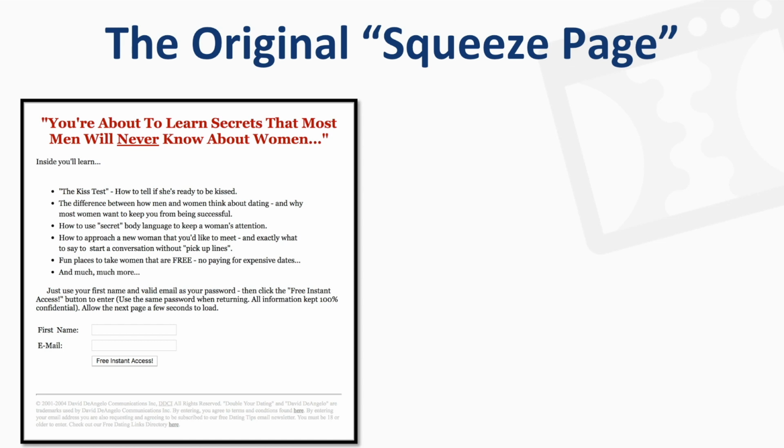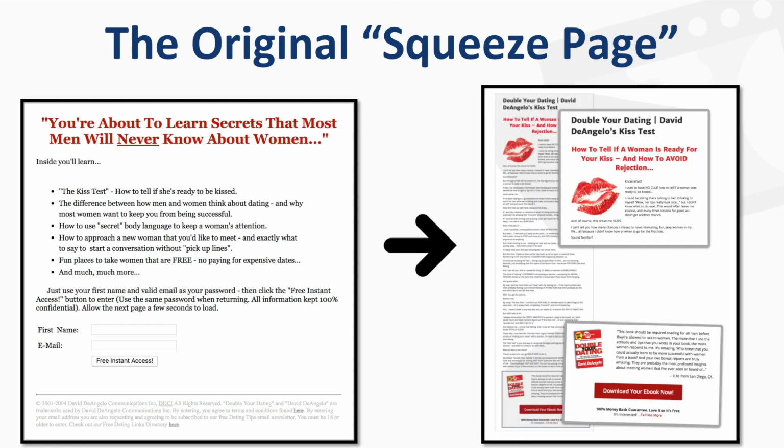So instead you send them to a squeeze page. Now here on this squeeze page, what he was promising people is that if you give me your email address, I'm gonna tell you the KISS test, okay? So someone would come in there, they put their name and email address in, and then they go to a page right here where it'd say, here's the KISS test, and we explain, this is how to know if a woman is ready to be kissed. And we explain it really quick, and then at the bottom it said, click here to go download my ebook, and then he'd actually sell his book called Double Your Dating. And that's what a squeeze page was.